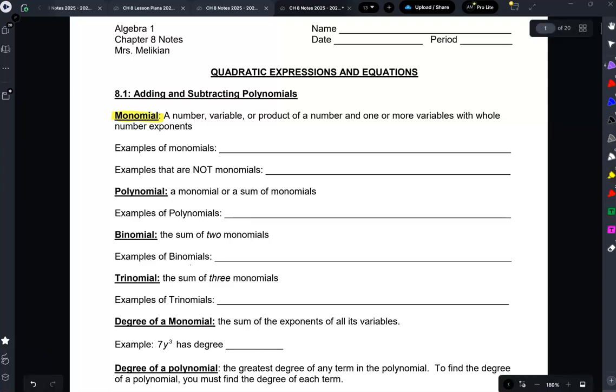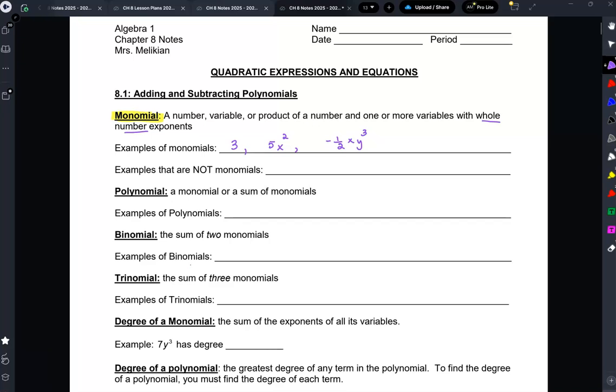So for example, 3 is a monomial because it's just a number, okay? A product of a number and some variables is also a monomial. So for example, 5x squared, that's a monomial, but the condition is the exponents have to be whole numbers, right? Another one, -1/2 times x times y cubed. That's fine as well. Those are all monomials.